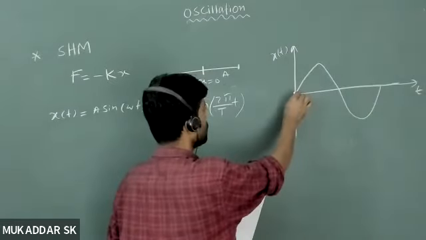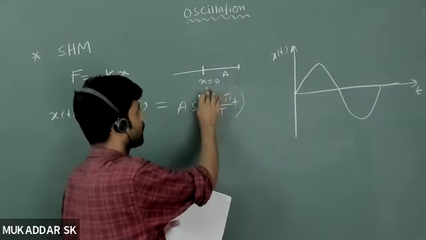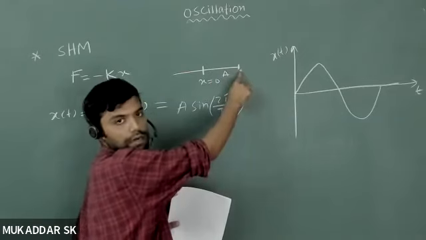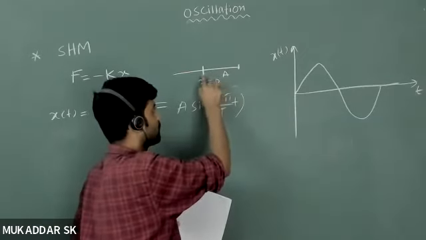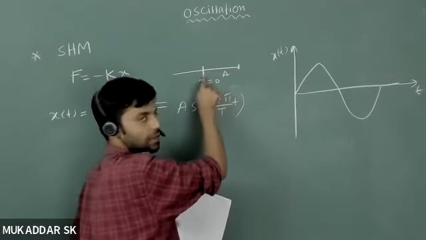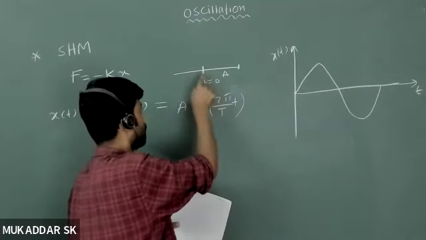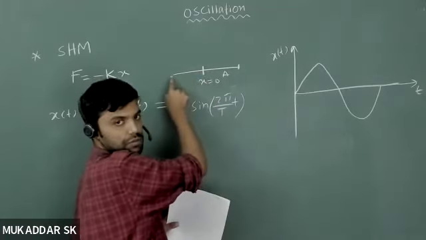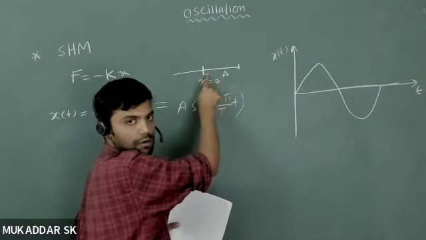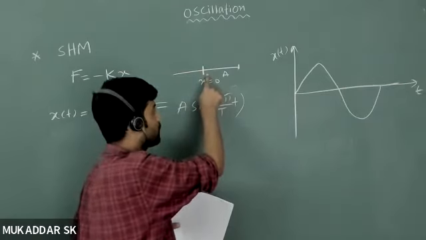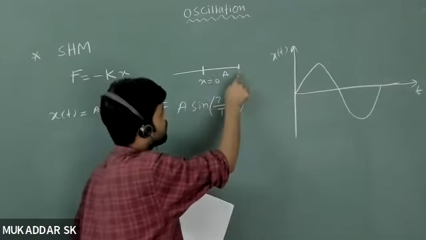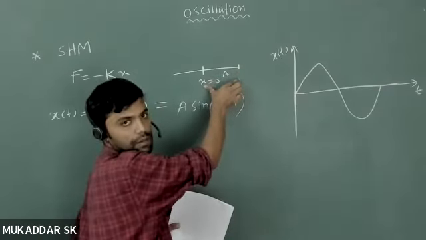So at time t equals 0, its displacement is 0. Now how much time will it take to go from here to here? That will be capital T by 4. Then it will come to the mean position from the extreme position, that will again be capital T by 4. It will go from x equals 0 to this extreme position, it will take capital T by 4. And from this extreme position, it will come to the mean position, that will be capital T by 4. So from this position to the extreme position, the time is nothing but capital T by 4.